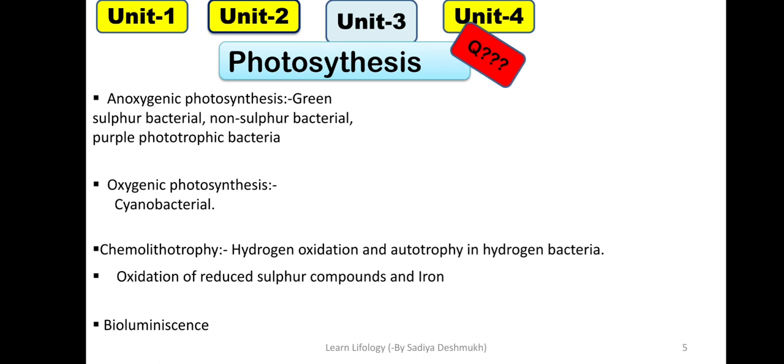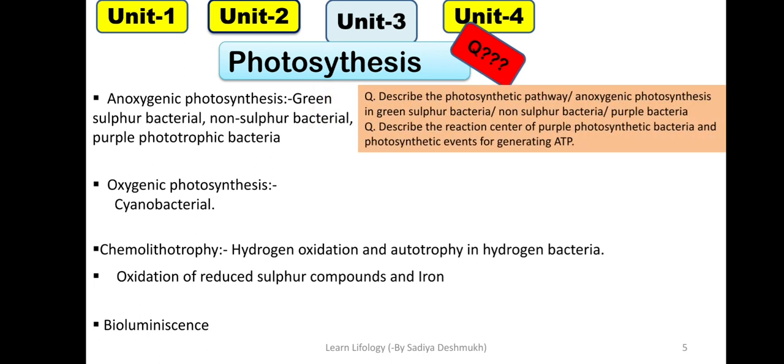So as per the questions, from anoxygenic photosynthesis, which is the most common part for questions in the university examination, the very first you can see: describe the photosynthetic pathway. Directly they can ask the photosynthetic pathway, or specifically anoxygenic photosynthesis with respect to the green sulfur bacteria, or sometimes non-sulfur bacteria, or sometimes purple bacteria. All these were asked in the previous years.